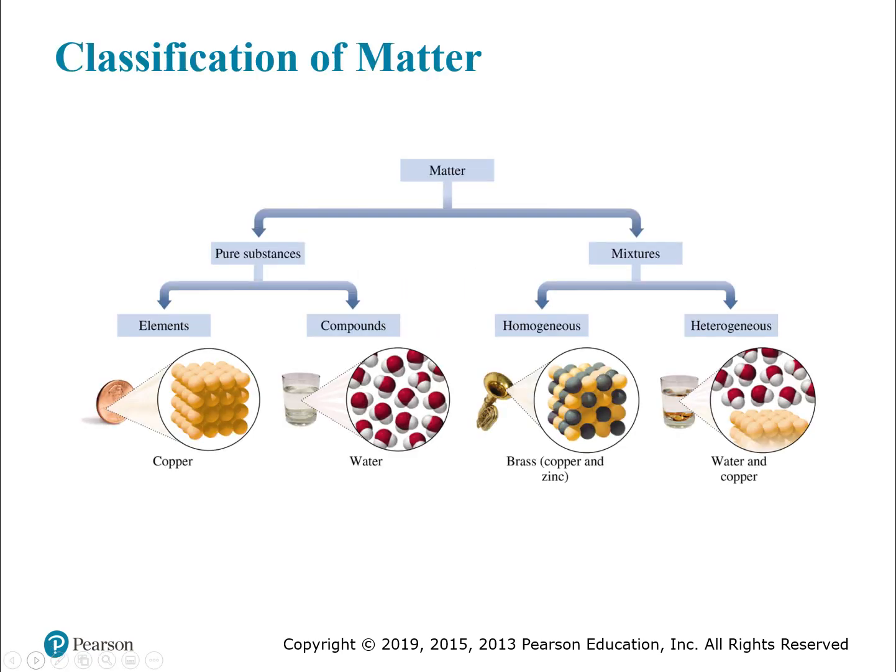So chapter 3, we're talking about matter. The first thing we do is classify matter. Matter, the definition, it's just all the things. All substances are made up of matter, right? We can break that down further into pure substances and mixtures.